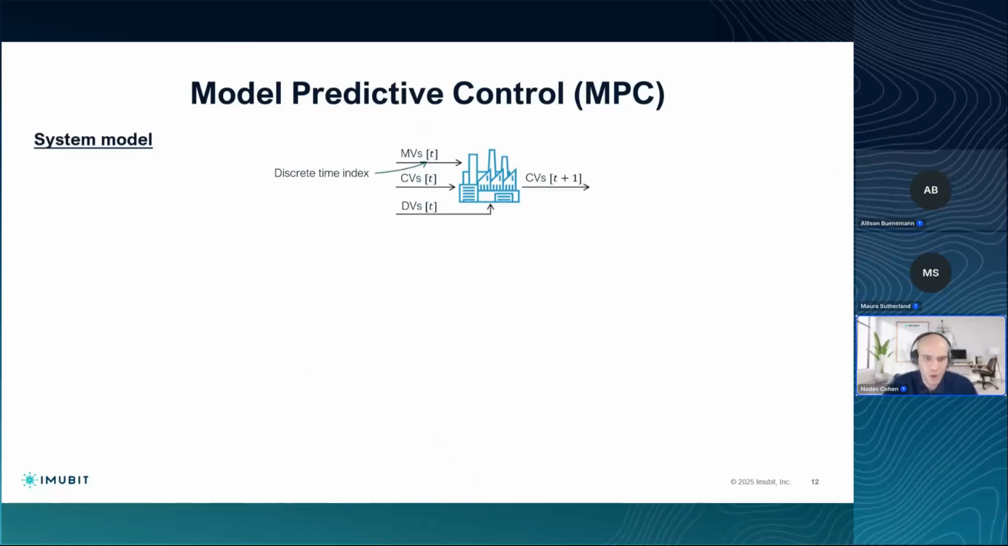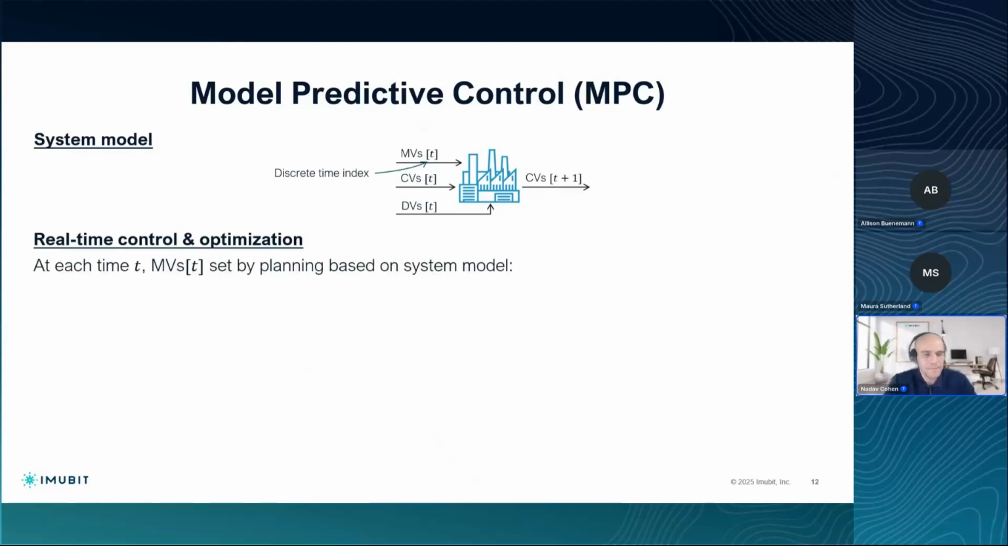So you could have more elaborate models that receive a window in time, not just the current time step, but for simplicity, this is what we're going to focus on. The ideas are exactly the same. In model predictive control, the real-time control and optimization process works as follows. At every time step t, I set the manipulated variables, I set the MVs through a planning process that relies on the system model. What does that mean?